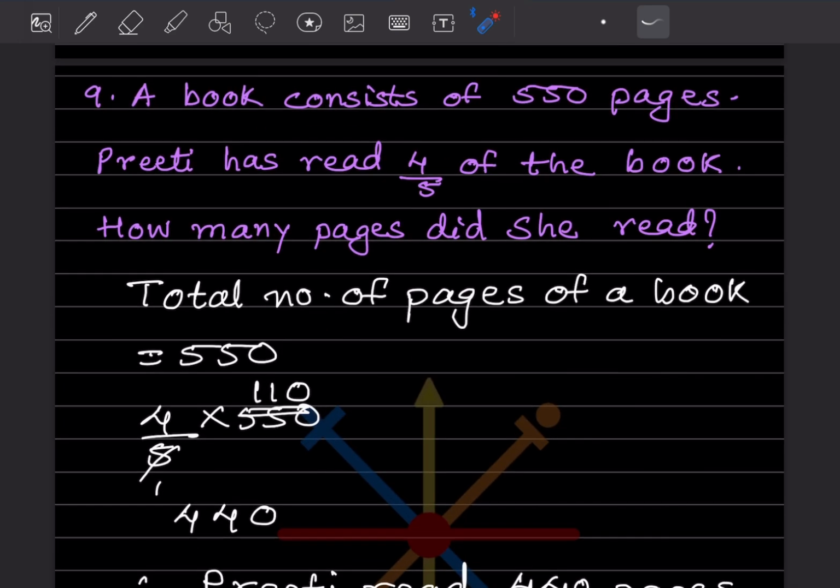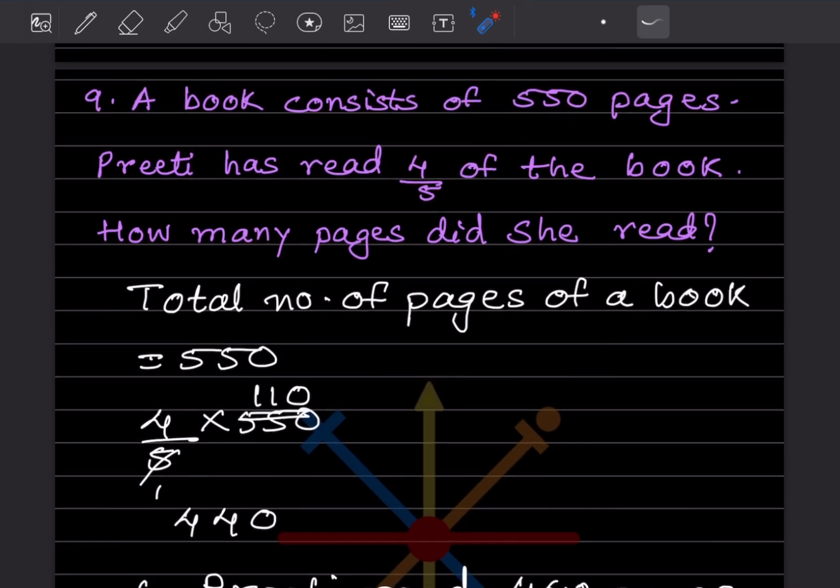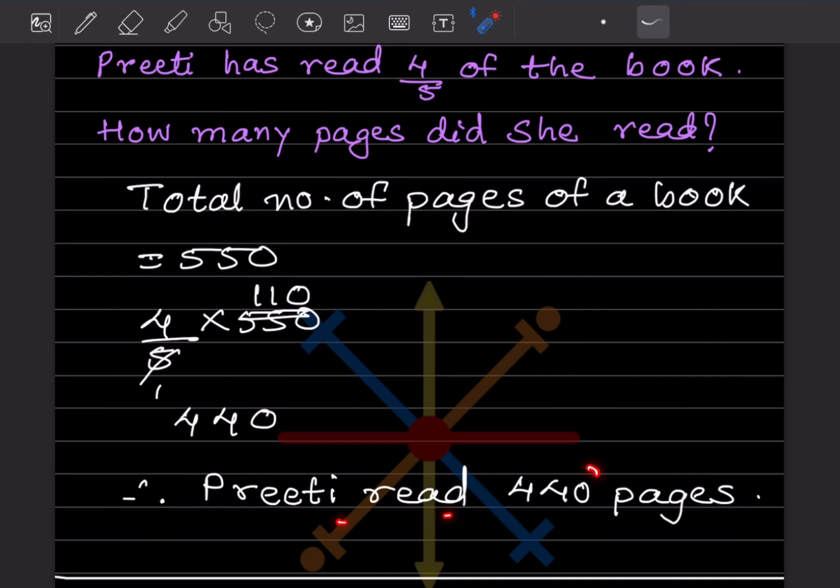A book consists of 550 pages. Preeti has read 4 by 5 of the book. How many pages did she read? So the total number of pages of the book is 550. So 4 by 5 of the book means 4 by 5 of 550. When you simplify this, this is going to be 110, so that will be 440. So we can say Preeti read 440 pages.